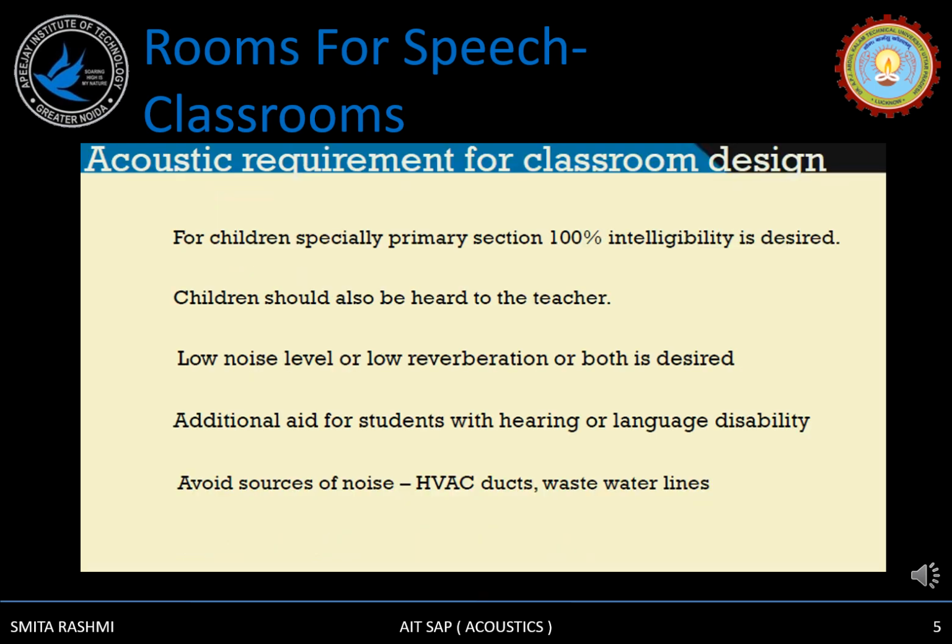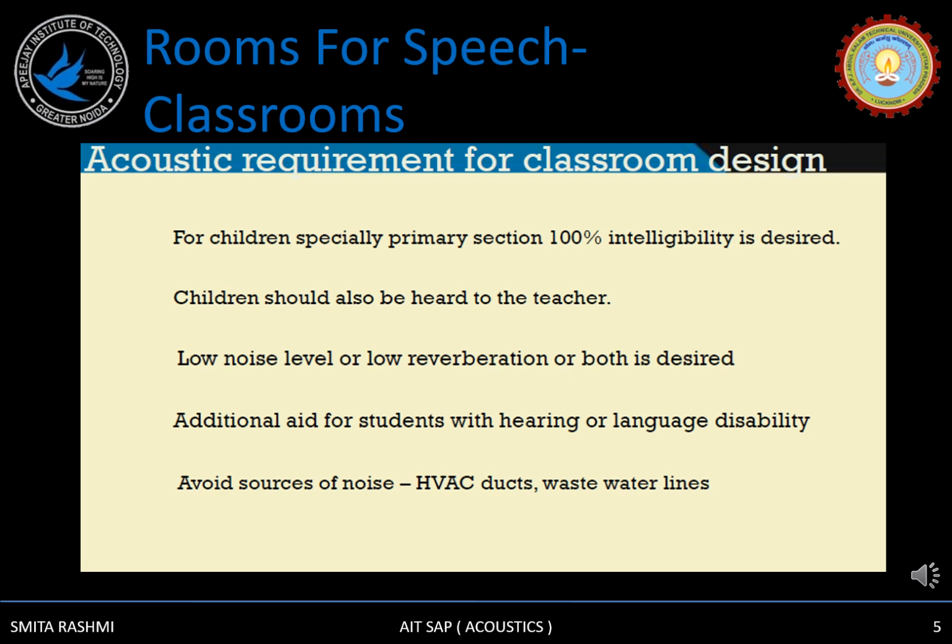For children, especially in the primary section, 100% intelligibility is desired. Why 100%? Because a student of the primary section does not have any perception. So if we say a word and only a small proportion has been heard, he would not be able to make out what word is going to come next.